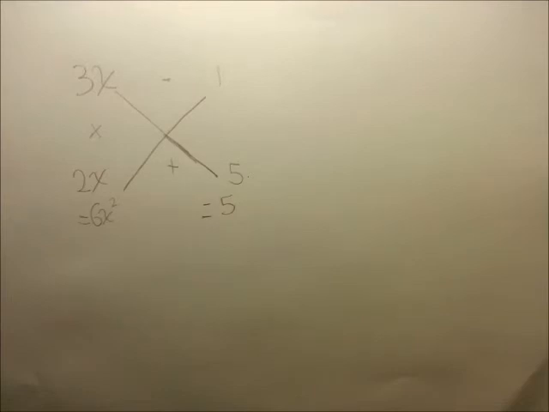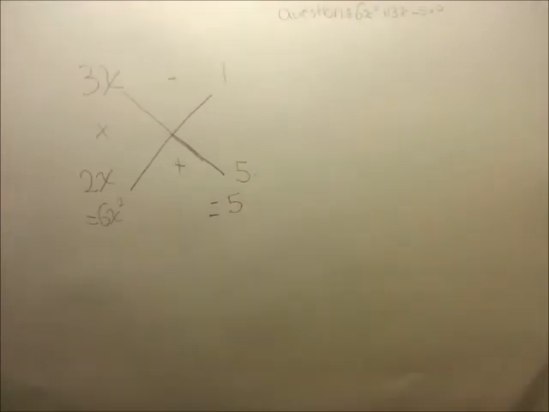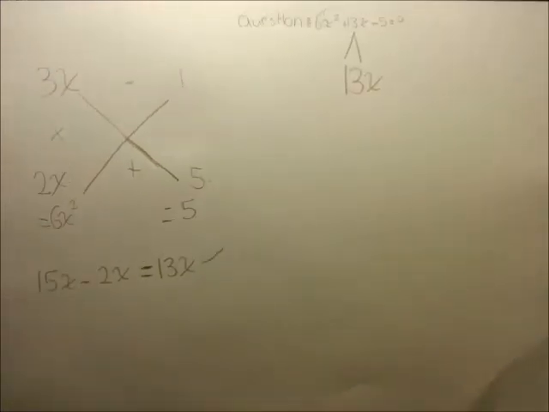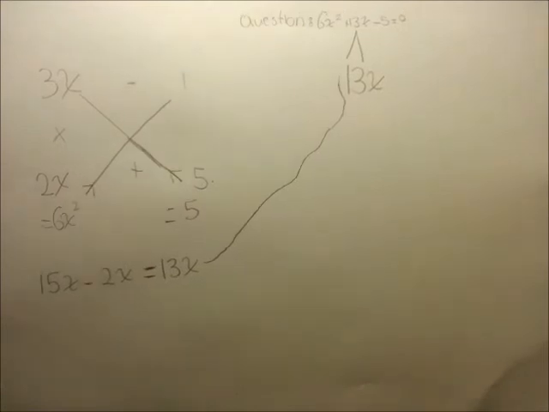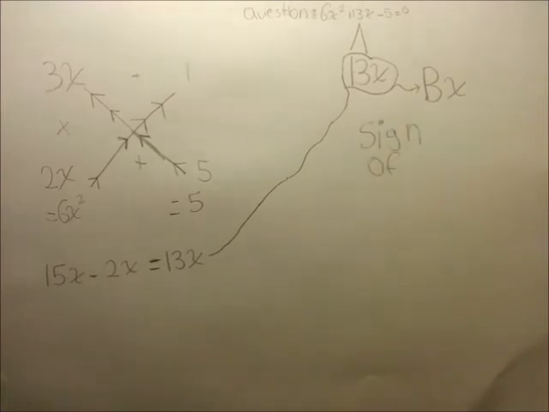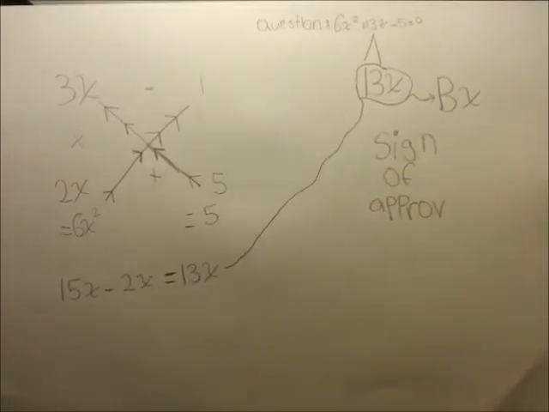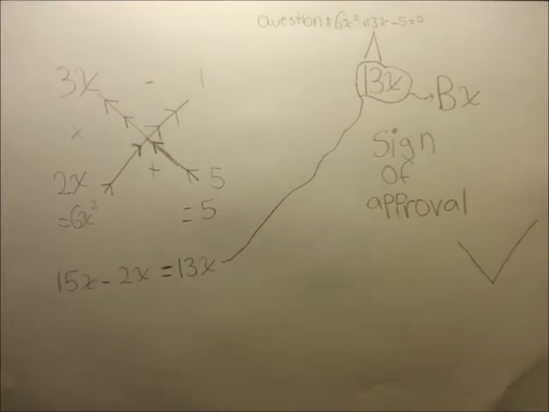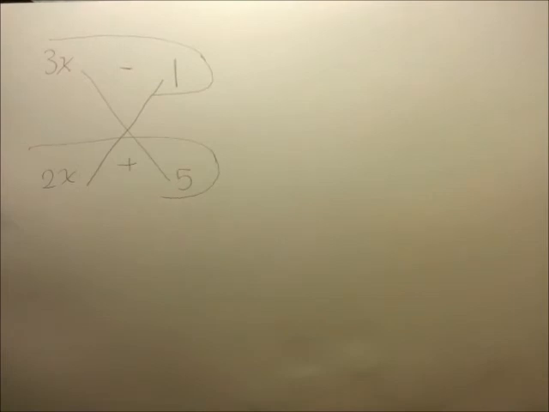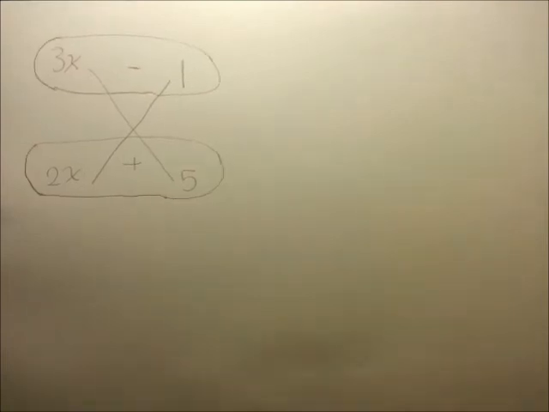Though to give you positive 13x, there must be a positive before the 5 and a negative before the 1, which would give you positive 5 times 3x and negative 1 times 2x. In the end, this gives you 15x take away 2x. And what does this give us? Positive 13x. Now that this answer matches up with the bx, the middle term, this is a sign of approval to go ahead. So we will factorize this, which gives us 3x take away 1 in brackets and 2x plus 5 in another set of brackets, which equals 0.